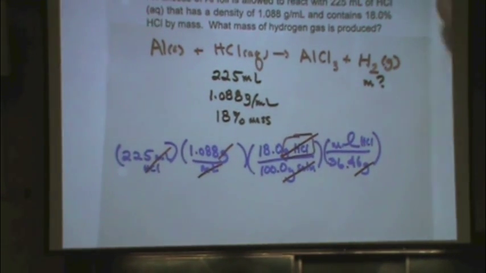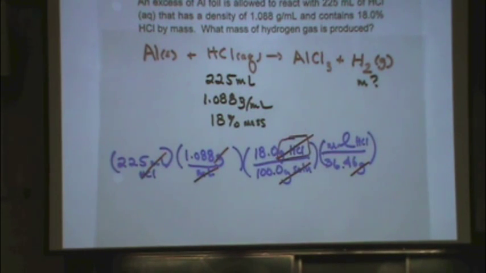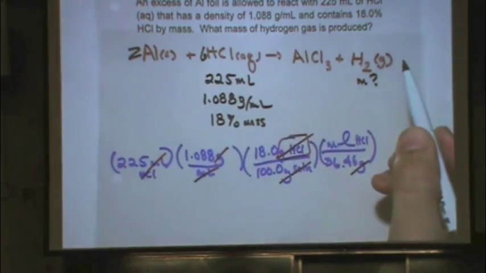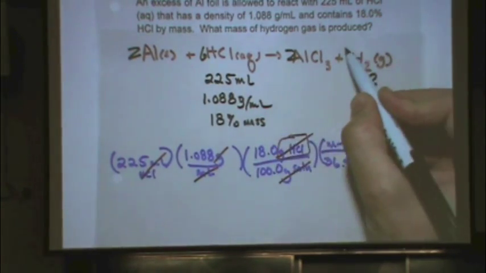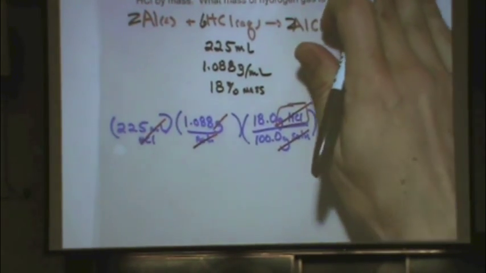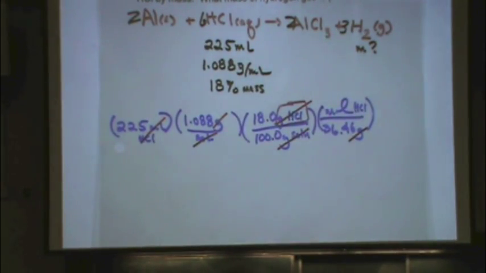In order to continue with my multiplication, I need to do something I haven't done yet. I need to balance the reaction. So let's balance the reaction. Compared to the other ones, this should be baby stuff here. Okay, so you got your reaction balanced. I'm going to continue my multiplication now.